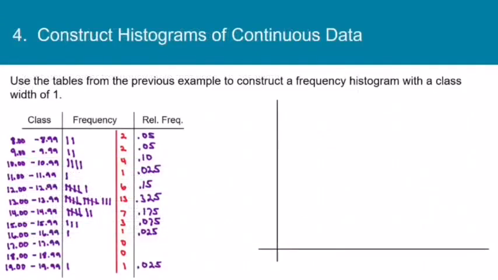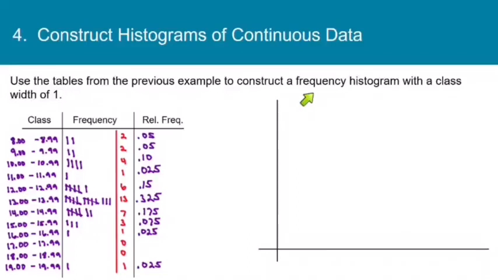Now we are ready to construct a frequency histogram for each of the last 2 frequency distributions that we made. And we'll start with the one that has a class width of 1. And I've copied it here for us so we can see it while we make our histogram. And the first thing we need to do is label our axes. And I noticed that the tallest bar on our histogram is going to be 13 units tall.